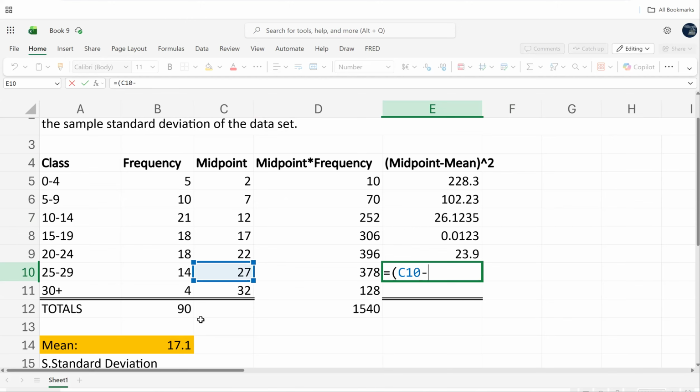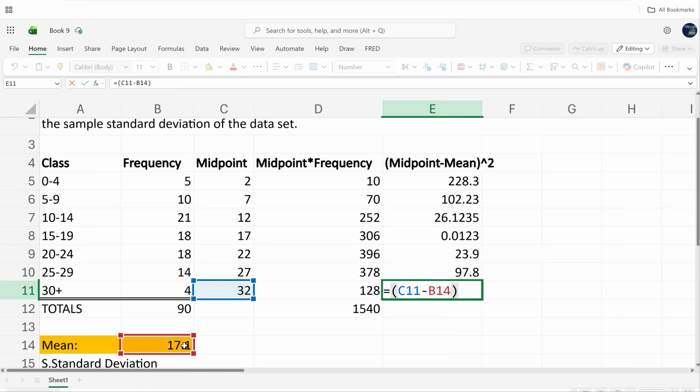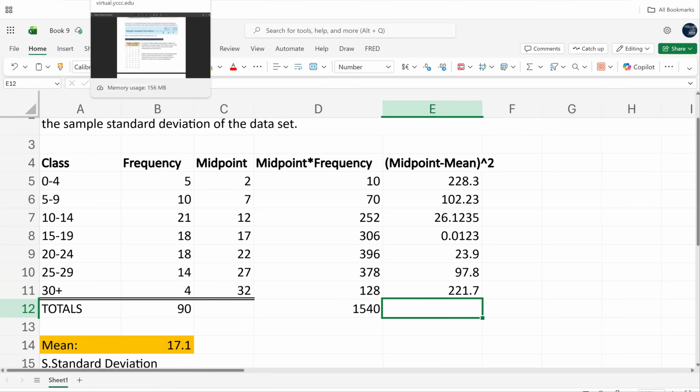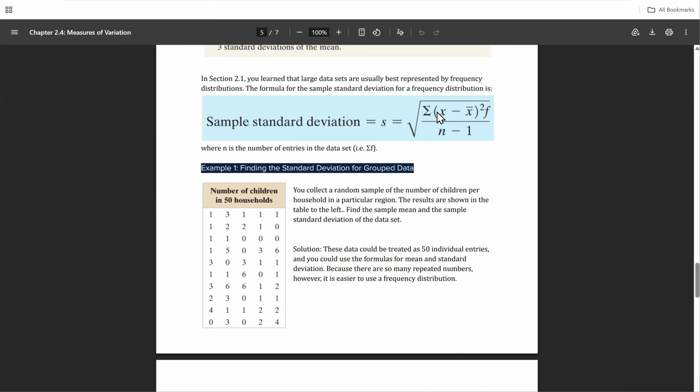Midpoint minus mean and square, and then the last one, parentheses, midpoint minus mean and squared. Okay, so we just did a big chunk right there. We just did what was in parentheses here. We did the midpoint minus mean all squared.